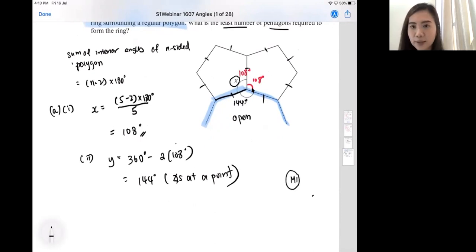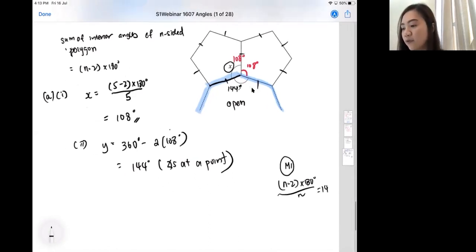First method, method number 1, you can use this times 180, you divide by n. Since we know that this is a regular polygon, we can just divide by n, and this you equate to 144. You use the interior angle to solve.